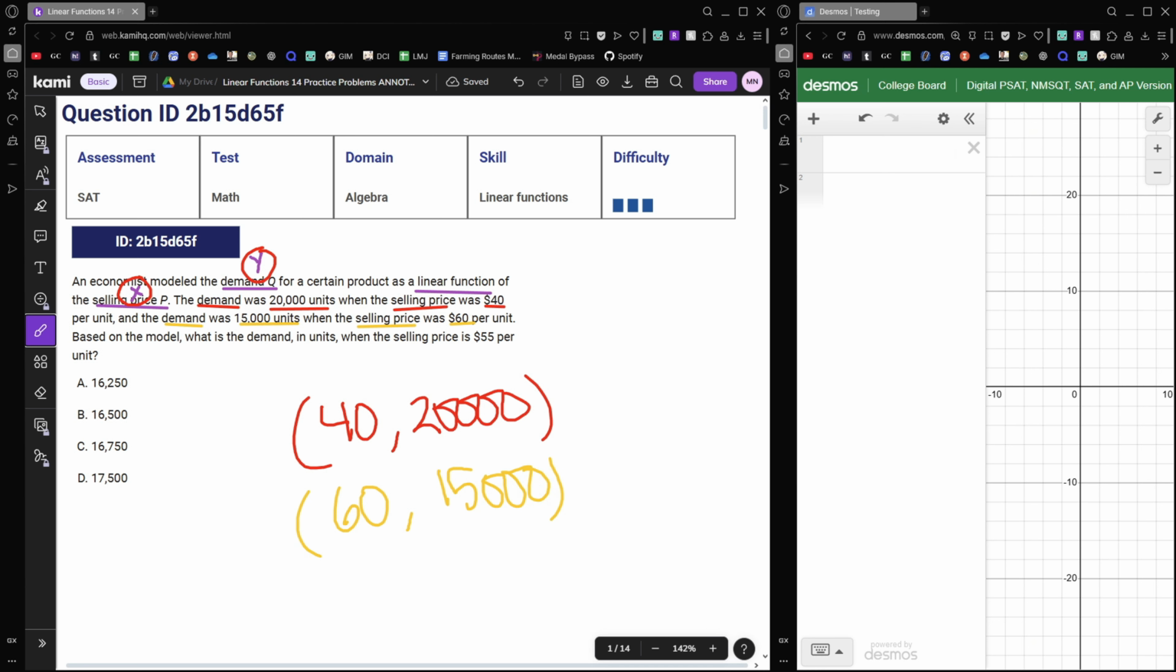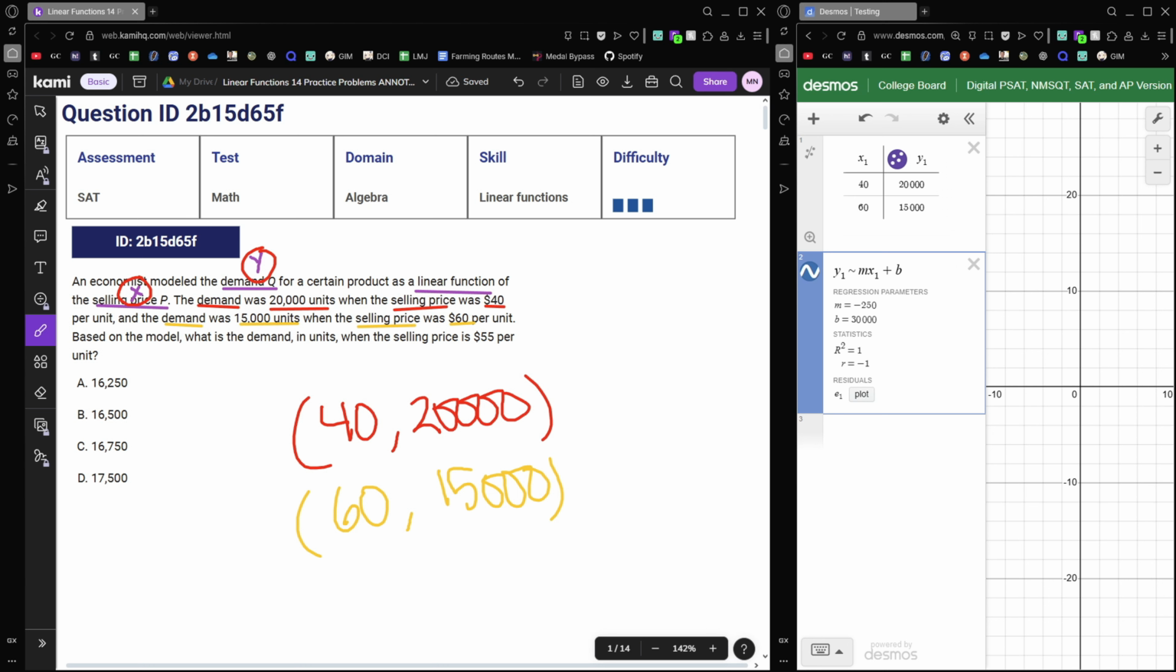Now we want to find the equation of this linear function, and to do that we can just use linear regression in Desmos. So let's go ahead and put these points into Desmos. First up, you want to click this plus sign in the top left corner to insert a table. Then you want to type in the points they give you. So we have 40, 20,000 and 60, 15,000. Now we need to type in the equation for linear regression, and that's y1 tilde mx1 plus b. And now we have our equation.